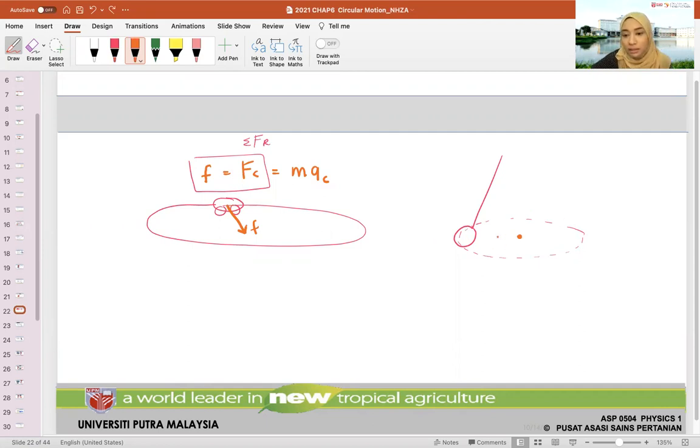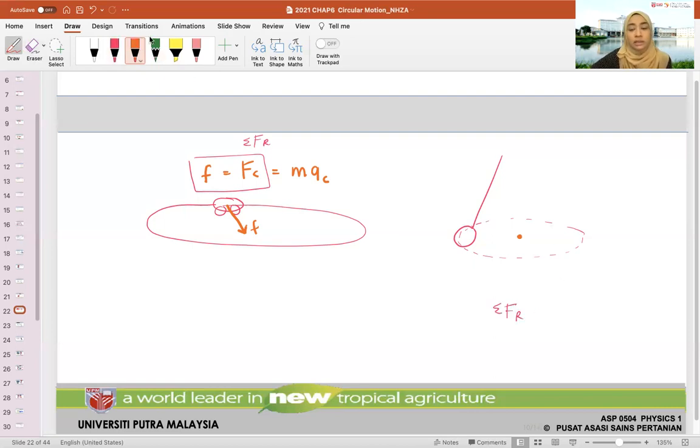So whatever is acting towards the center of the circular path is going to be FC, or AC. You can write both because FC is equal to MAC. So whatever is acting towards the center is going to be FC. Now this is where our job comes in. We have to identify what is actually acting in the radial direction, the net in the radial direction.